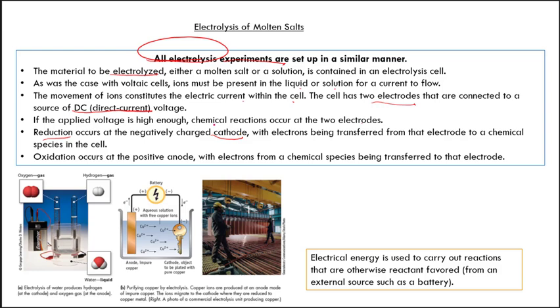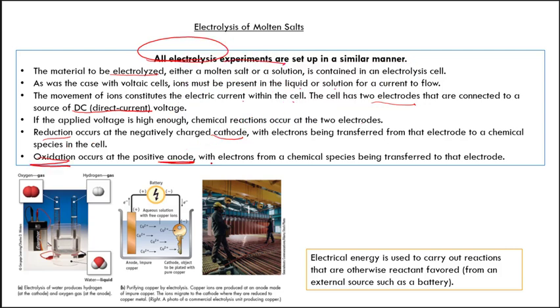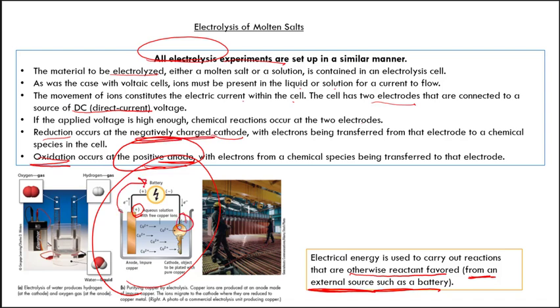Reduction occurs at the cathode still, with electrons being transferred from that electrode to a chemical species in the cell. And oxidation occurs at the anode, with electrons from a chemical species being transferred to that electrode. Electrical energy is used to carry out reactions that are otherwise reactant favored, and this electrical energy is coming from an external source, like a battery. Notice the difference here in our electrochemical cell is that we have electrons moving from the positive anode to the negative cathode. So electrons are going in the opposite direction thanks to that battery.